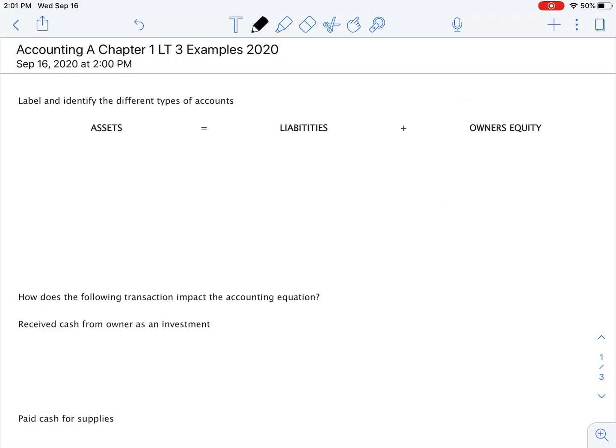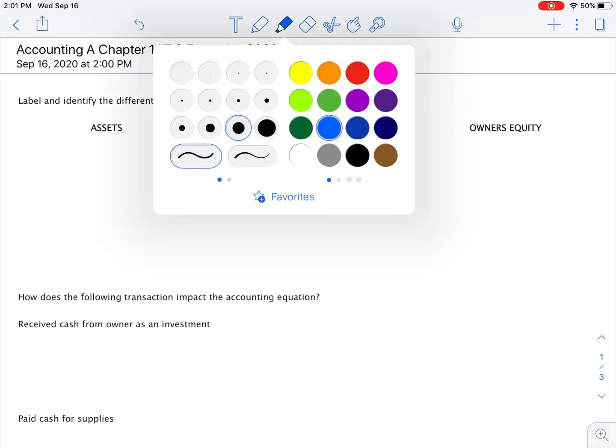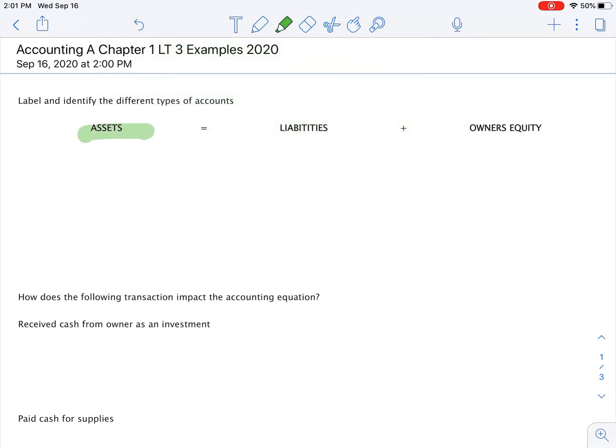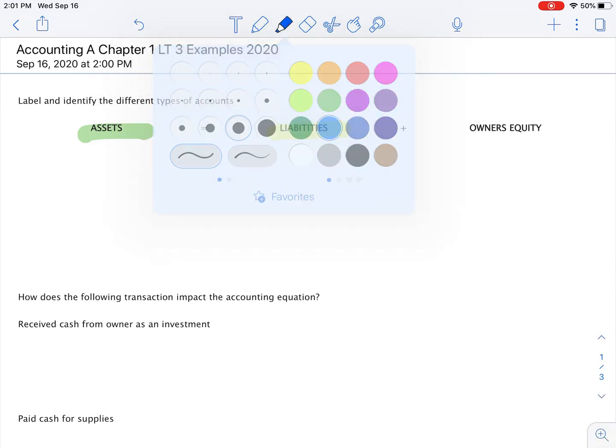This video is used to help you work through your Chapter 1 Learning Target 3 examples that we're doing in class. So we're going to take a look at how transactions affect the accounting equation. If you remember, our accounting equation from before is assets equals liabilities plus owner's equity.